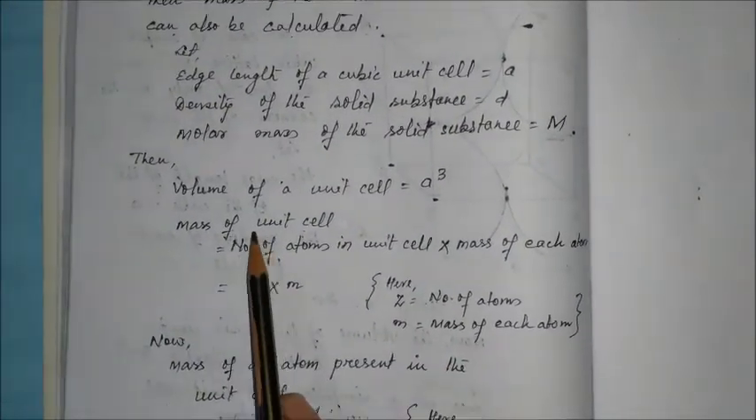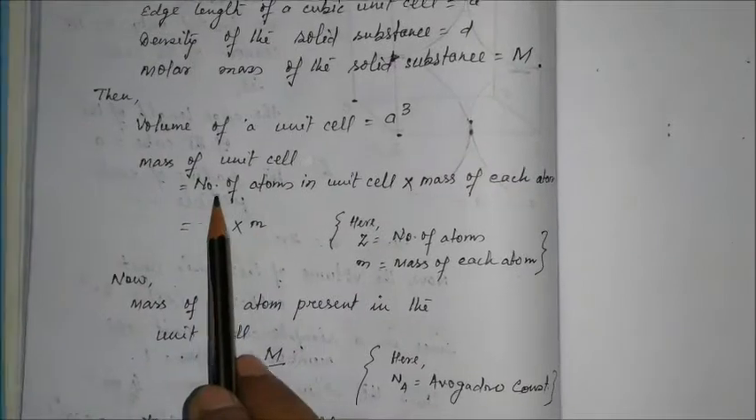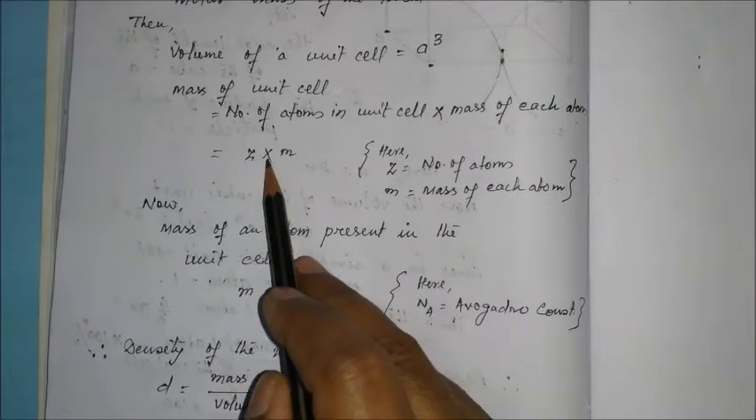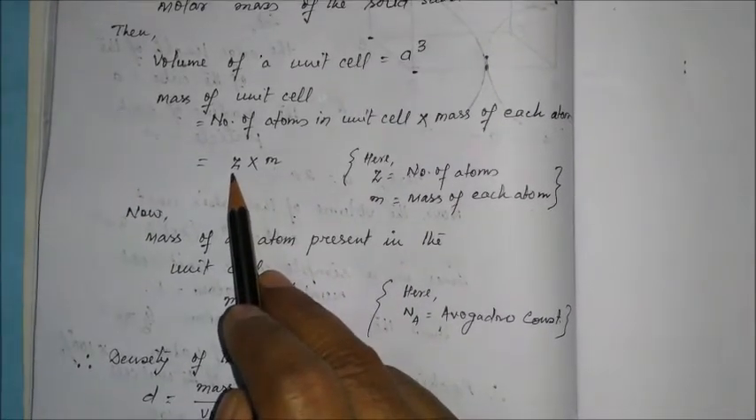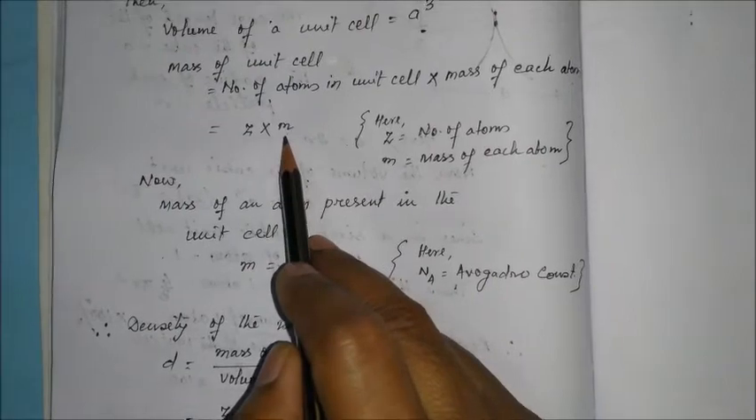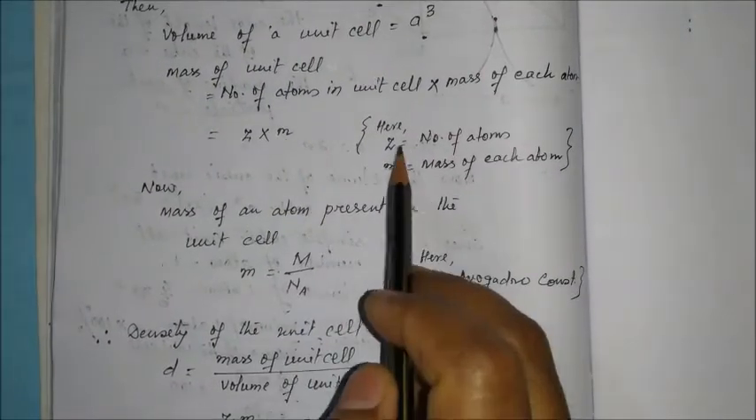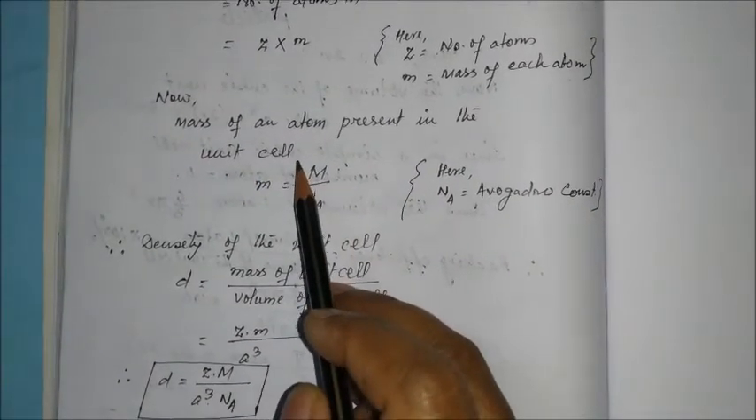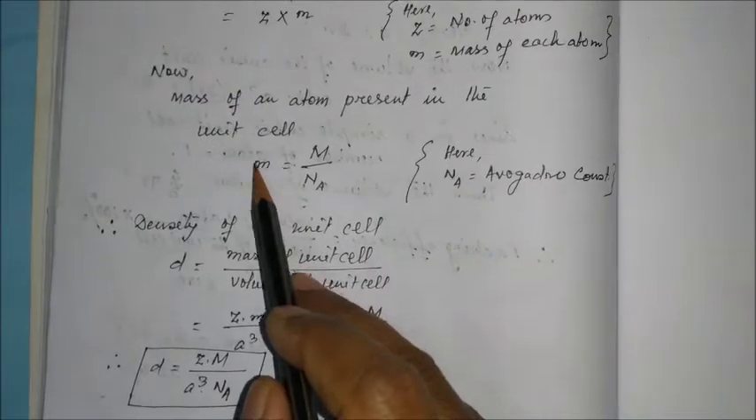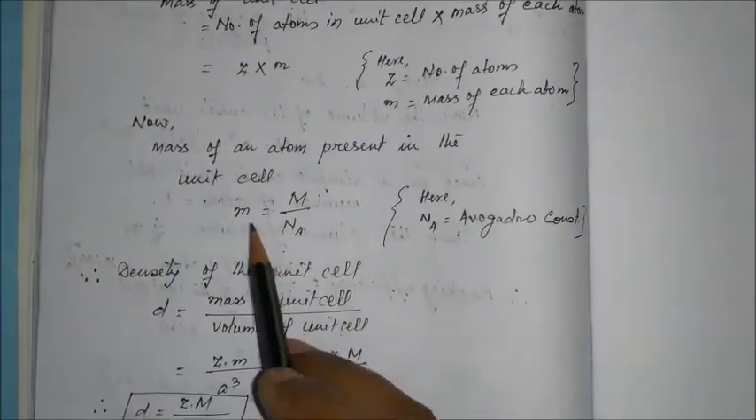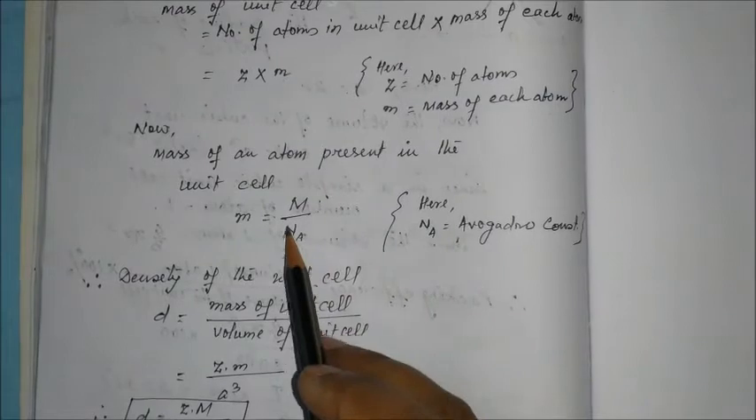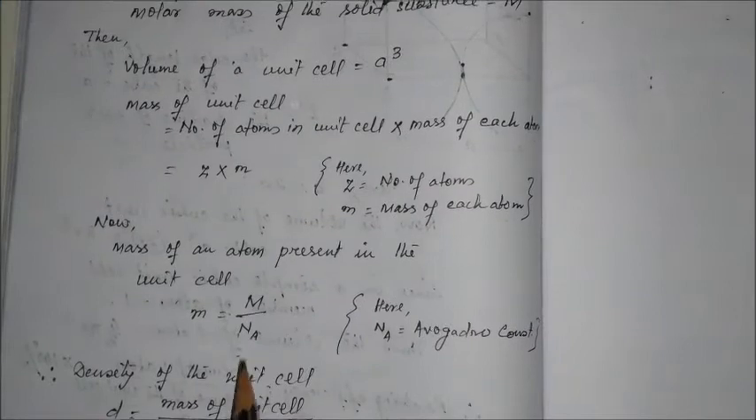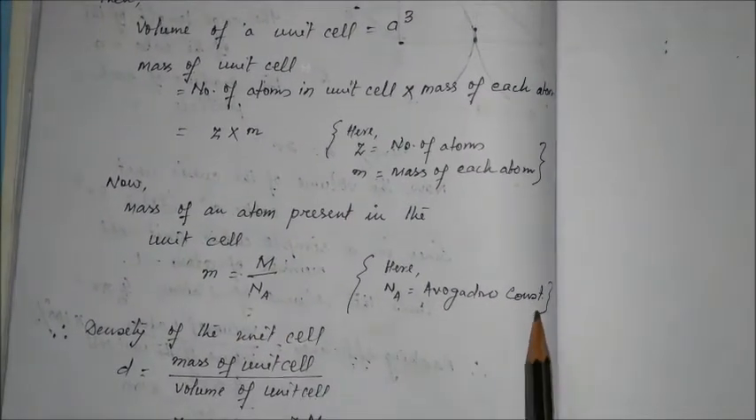Therefore the mass of one unit cell is the number of atoms in the unit cell multiplied by the mass of each atom, which is z into m. Here small z is the number of atoms and small m is the mass of each atom. The mass of an atom present in the unit cell, small m, is equal to capital M divided by Na, where capital M is the molar mass and Na is the Avogadro constant.